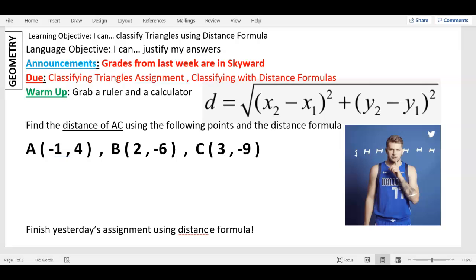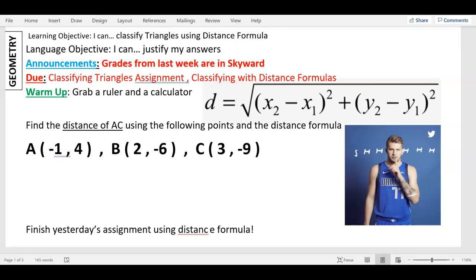Yesterday we did notes on distance formula, finding the lengths of the sides, and then doing classification. So if you don't have your notes from yesterday, you can get extra copies in the blue bin. But if you weren't here or you didn't understand, we're doing it again.